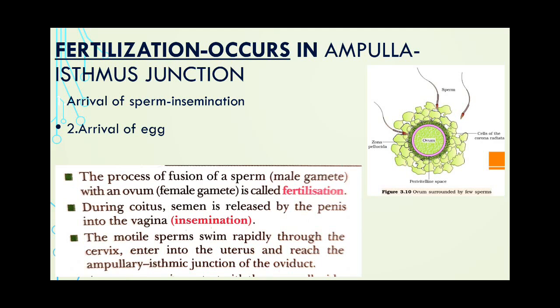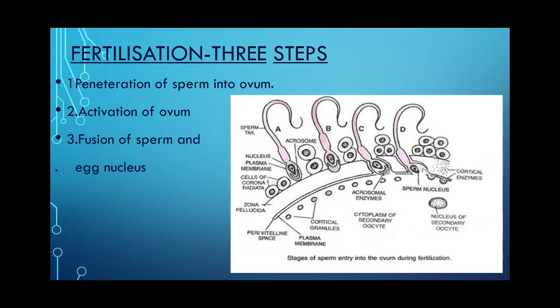Now we will see the major steps of the fertilization process. There are three major steps. First one is penetration of sperm into the ovum, which involves all the major changes, that is the acrosome reaction, cortical reaction, zona reaction, and all these changes which make a sperm active. All these processes are called capacitation of the sperm, and then activation of the ovum, then the fusion. Here you can see all the stages of the sperm entry into the ovum during fertilization.